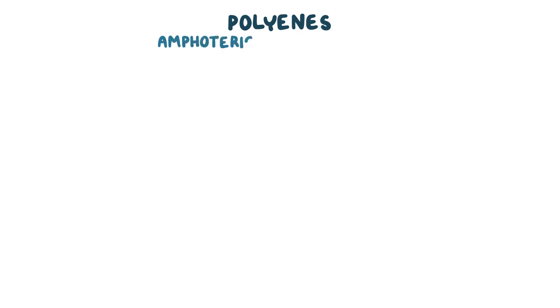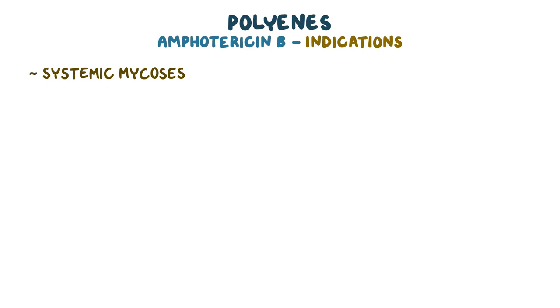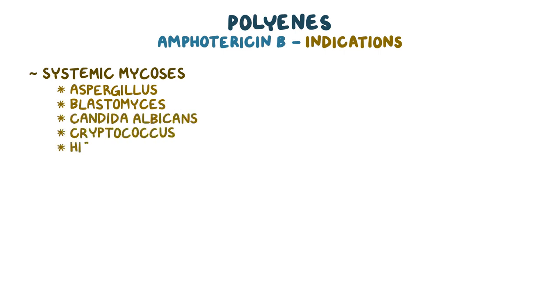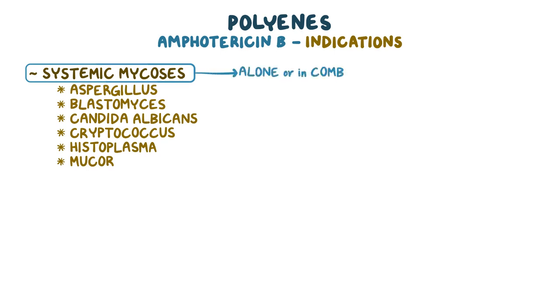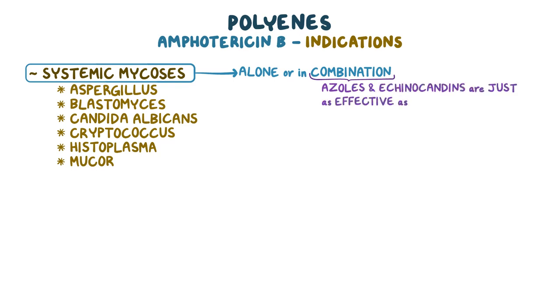Now, amphotericin B is one of the most important medications for the treatment of systemic mycoses. It's used to fight systemic infections caused by Aspergillus, Blastomyces, Candida albicans, Cryptococcus, Histoplasma, and Mucor, either alone or in combination with other drugs. However, nowadays several azoles and echinocandins are proving to be just as effective in specific systemic mycoses as amphotericin B is, with less risk of toxicity.